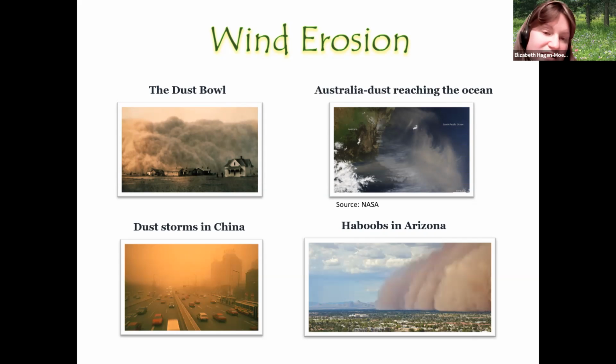All of this dust from wind erosion can cause health problems. That was a big problem with the Dust Bowl. A lot of people got the dust in their lungs, and it was causing a lot of health problems. But also, soil is a natural resource, so we want to keep it where it's at.